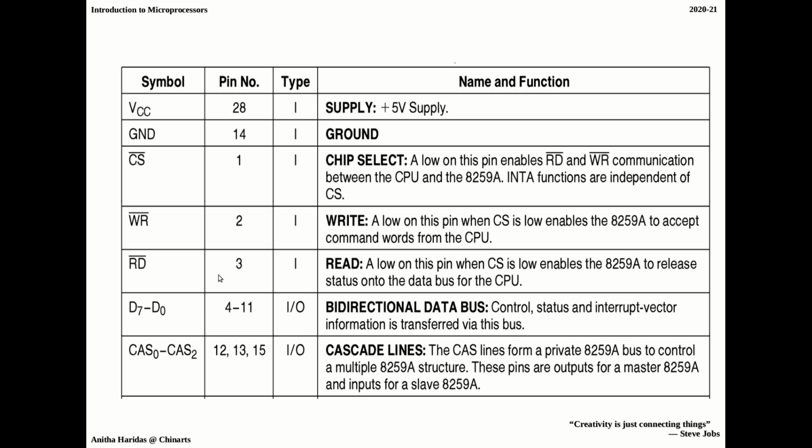In the same way, a low on the read pin, when the chip select line is low, enables the 8259A to release the status information onto the data bus for the CPU.